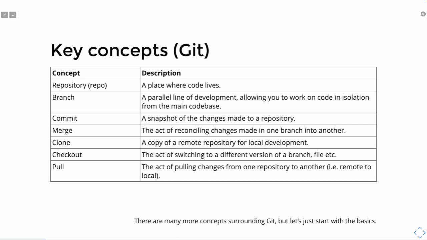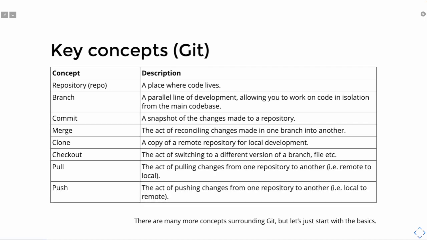Pull is the act of pulling changes from one repository to another, i.e. from a remote to a local. And push is the act of pushing changes from one repository to another, i.e. from local to remote. Now, it's worth bearing in mind that these are just a handful of the concepts around Git. Hop onto the Git SCM website, which I'll give the link for shortly, so that you can see the whole lot if you're interested.